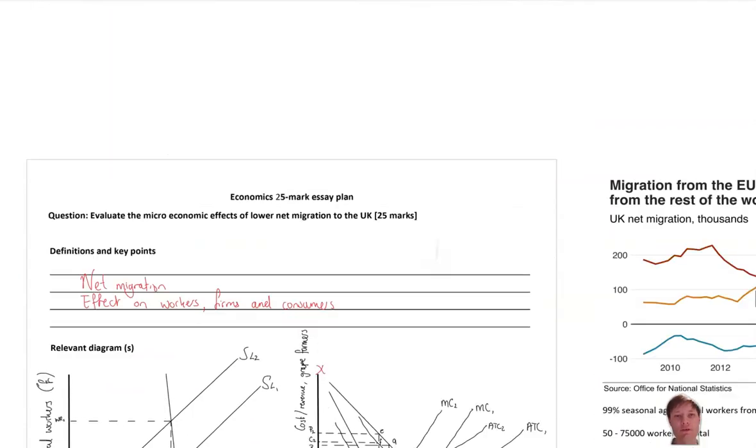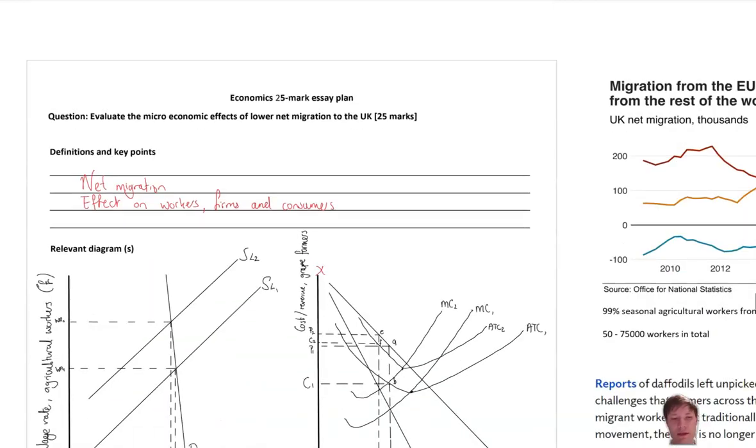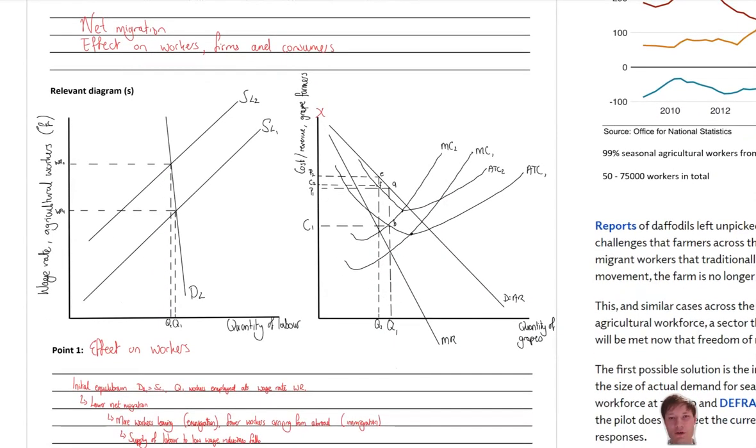Right, now try and think about what your 2 points would be there. My definitions so far are net migration and an effect on workers, firms and consumers. So you might think about how to put those into diagrams and how you could evaluate those points. Okay, pause the video and come back. Right, these are my two diagrams.